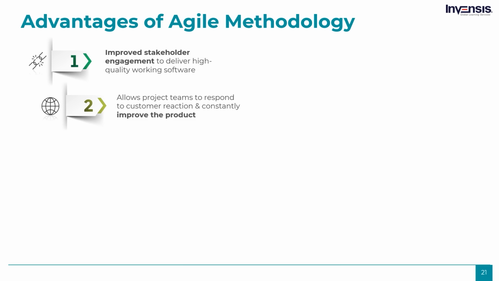Superior quality product. By breaking down the project into manageable units, the project team can focus on high-quality development, testing, and collaboration. The flexibility of the Agile method allows project teams to respond to customer reactions and constantly improve the product.